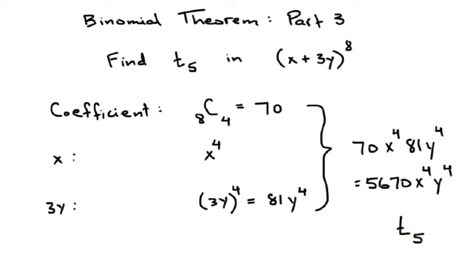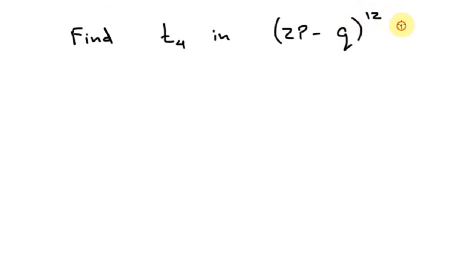And that takes me to my last example. So let's clear off the screen. And my last example looks like this. We're going to find term 4 in the following. And it looks like this. We've got (2p - q) raised to the 12. So it's the same kind of stuff. Just got to be careful in counting your way over.